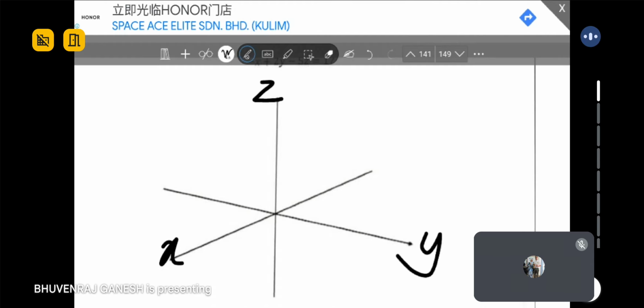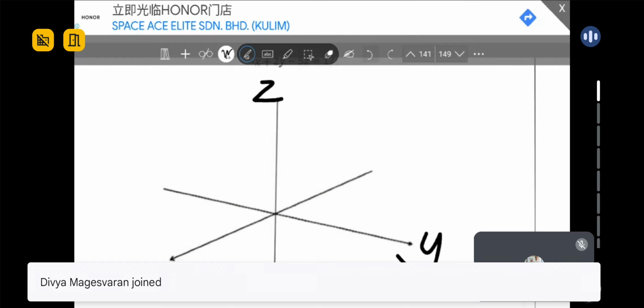So guys, I ask you one question. Is this the only way I can label the axis? Yes or no? It is not fixed. Okay, it's not fixed, guys. This is the answer scheme.